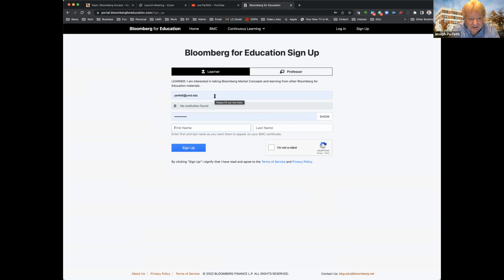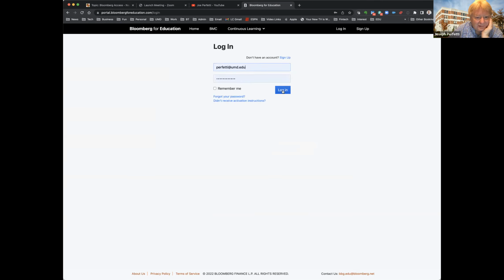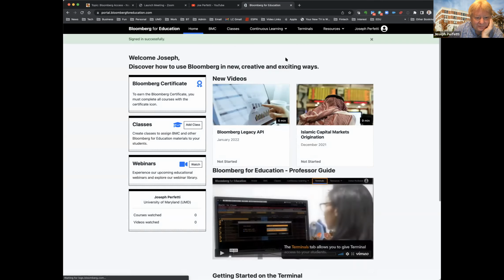But the point is, put in your email address, put in your name, say you're not a robot, hit sign up. Okay, you're going to sign up as a learner. Now, once you sign up, there's two things that you're going to do through this portal. So I'm going to go ahead and log in because I have an account as a professor.